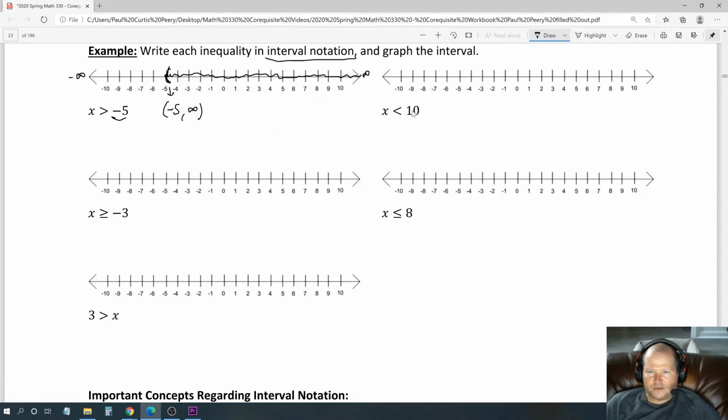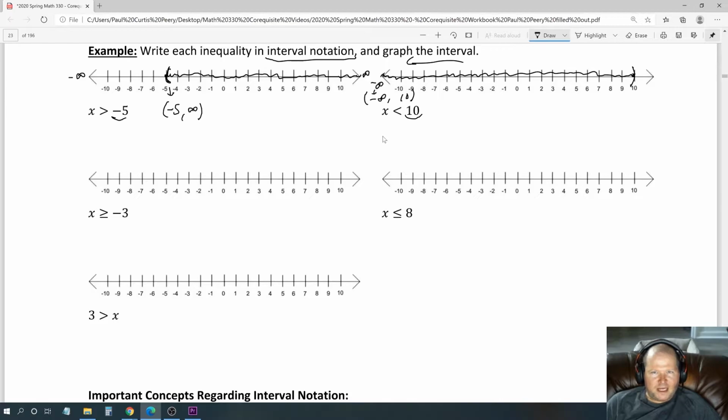So let's try the next one. First, we're going to plot the 10. 10 is going to be here somewhere. Because the arrow is pointing towards the left, we know less than is to the left. We're going to do a parenthesis, and we are going to shade it in all the way to the left. If you go to the left, there's an understood or implied negative infinity there. So parenthesis, we put the negative infinity there, and then we go all the way up to 10, and we end with a 10 and then a parenthesis next to that.